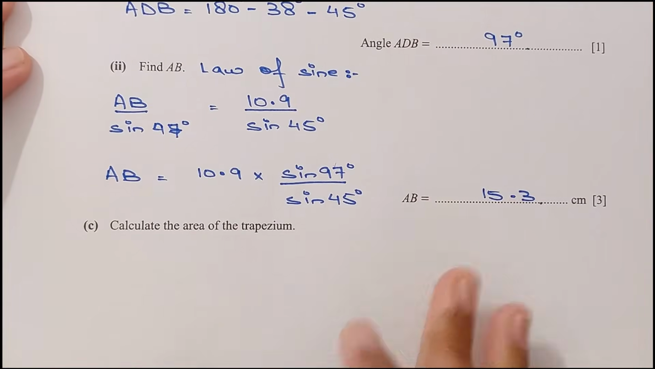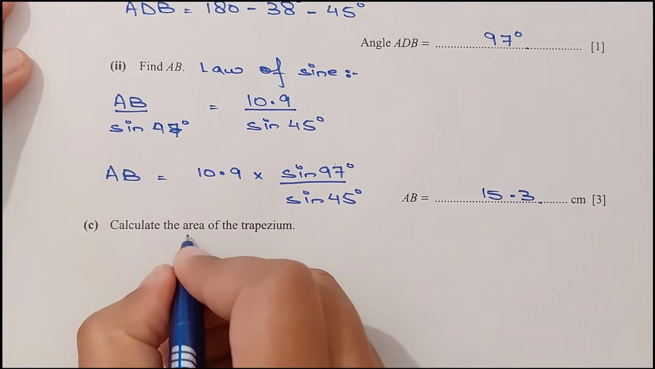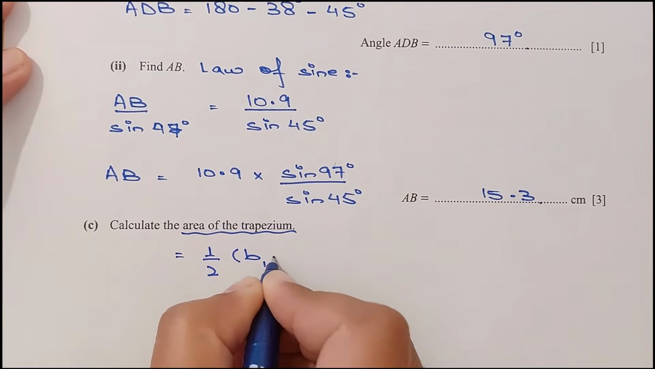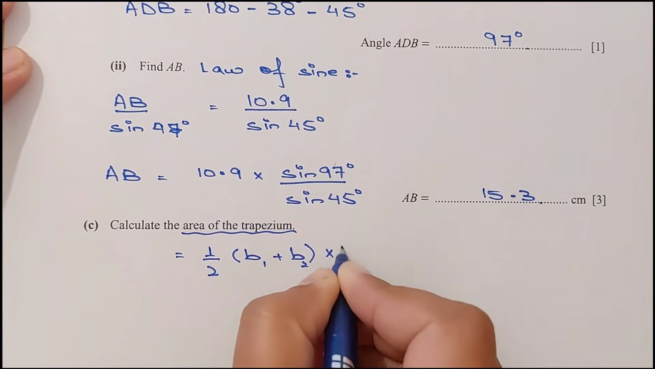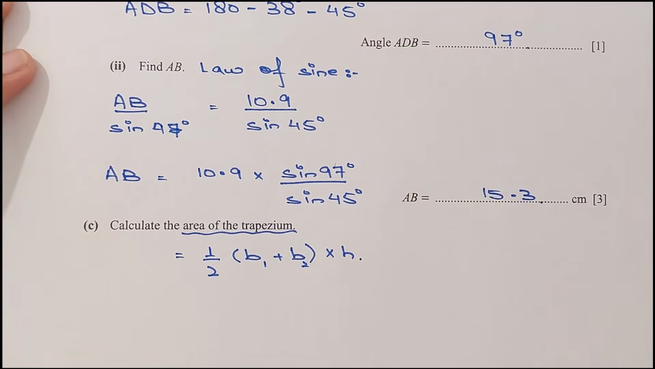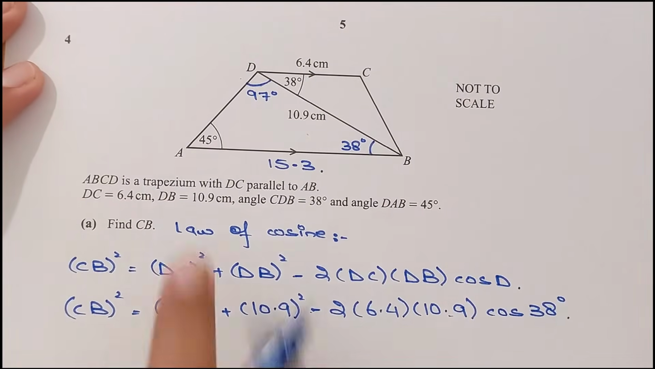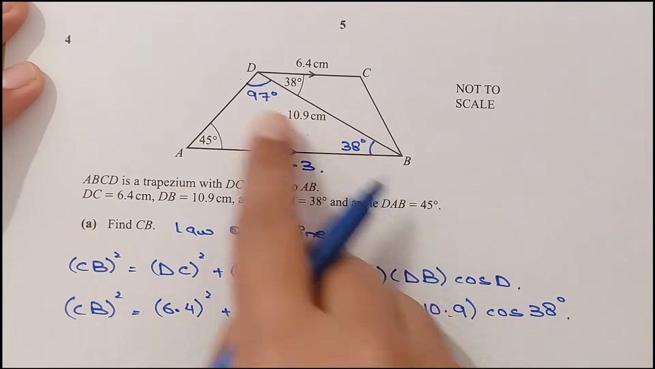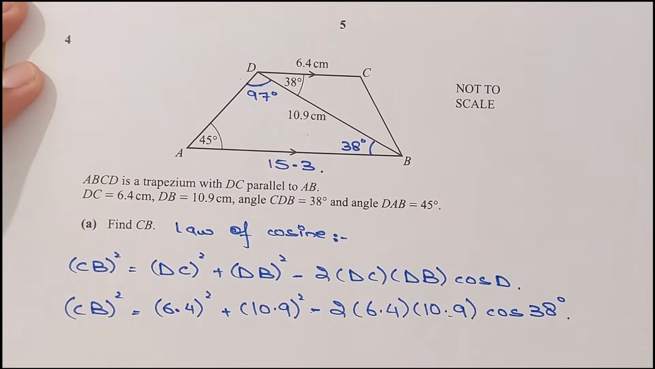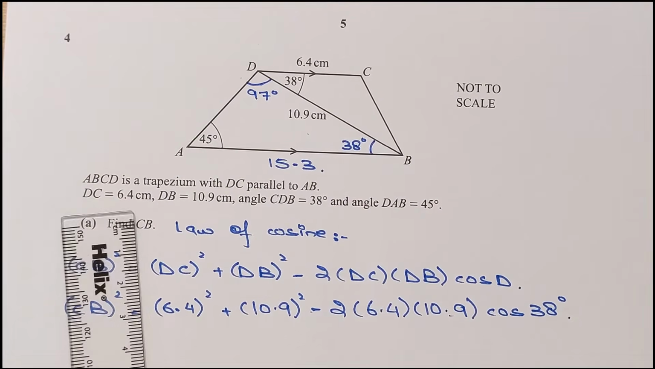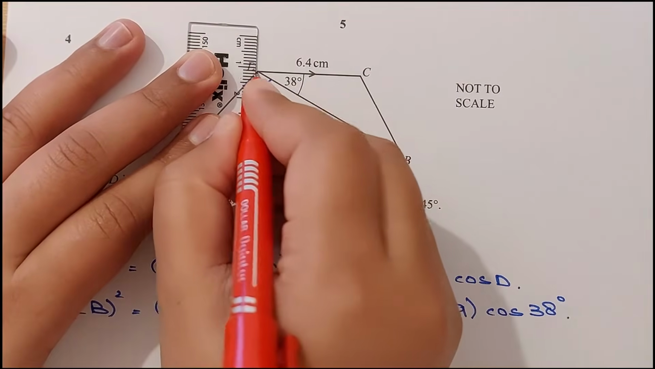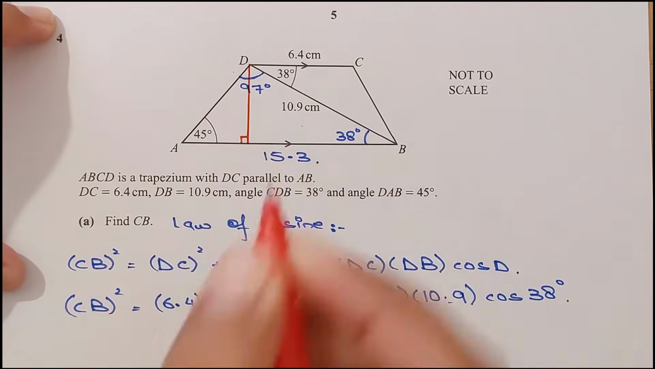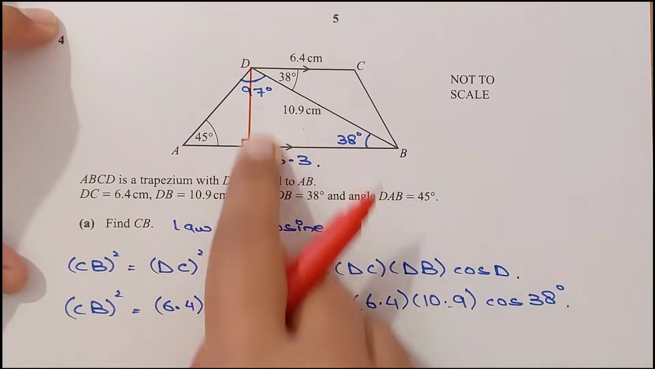Now for part C, calculate the area of a trapezium. The formula for the area of a trapezium is half the sum of the parallel sides, b1 plus b2, times the height, right? As you can see, we have the two parallel sides, that is 6.4 and 15.3, but we need to find the height. So let me calculate the height. Draw a straight line here. This is the height h, right? If I consider this a right angle triangle, let me find this height.